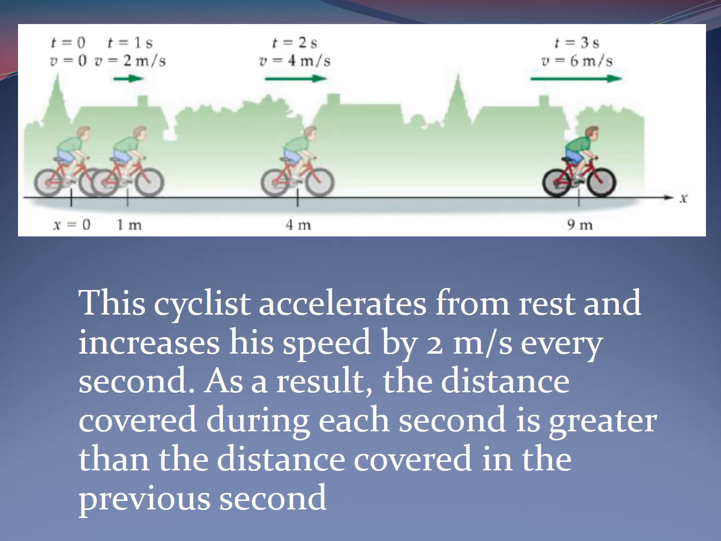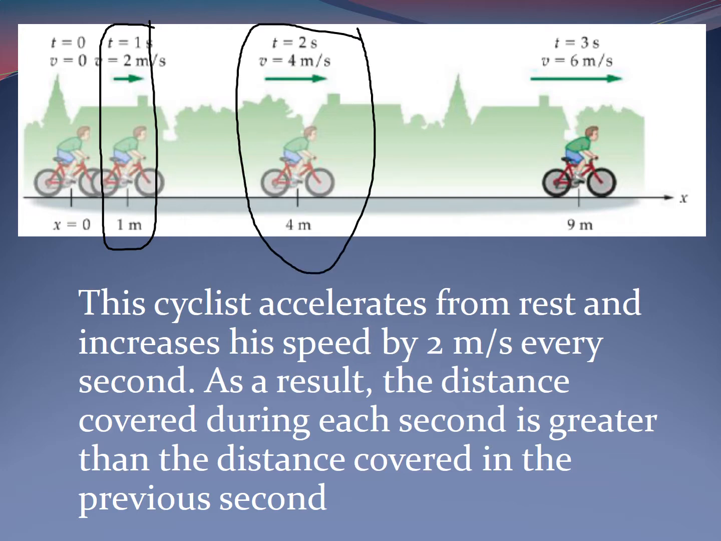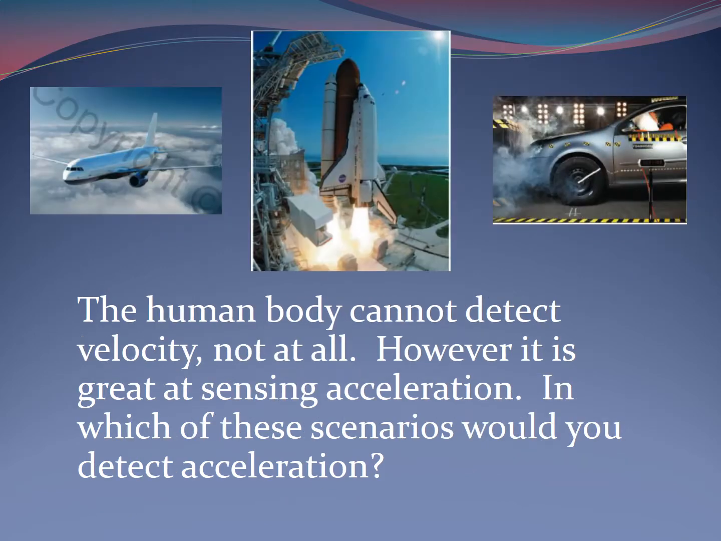For example, in this picture, the cyclist accelerates from rest and increases his speed 2 meters per second every second. So here at 1 meter, he's going 2 meters per second. At 4 meters, he increases his velocity to 4 meters per second, and then at 9 meters, he's going 6 meters per second. So he's accelerating. He's going faster each time. As a result, the distance covered during each second is greater than the distance covered the previous second. So a shorter distance, then a larger distance, and so on.